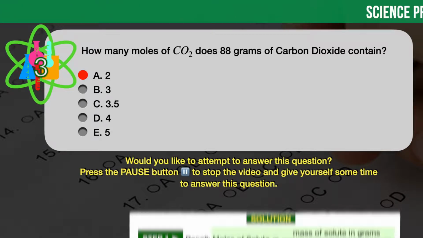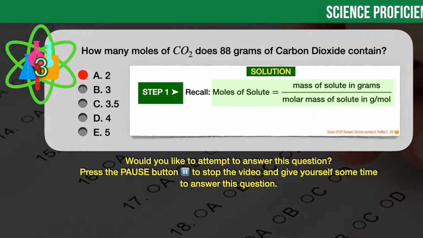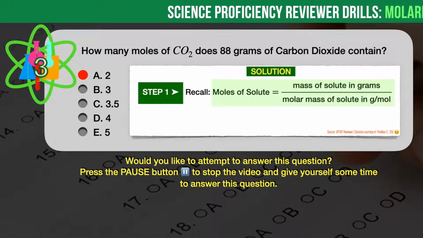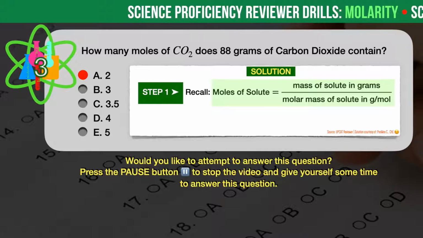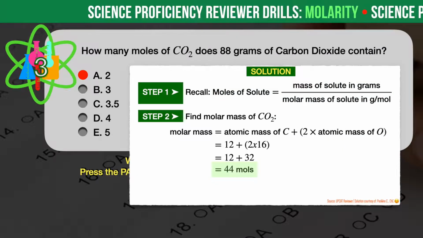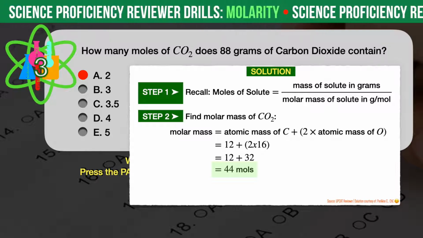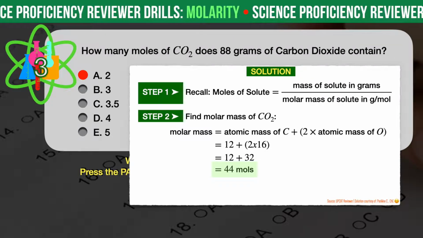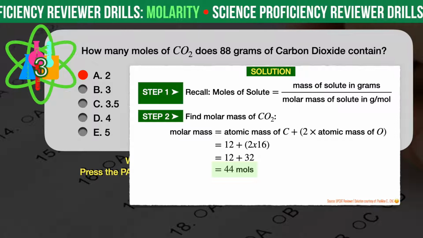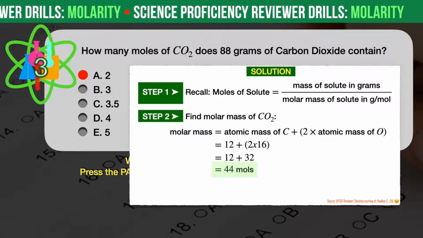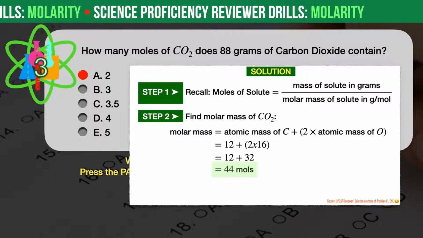2 moles. To find the number of moles, divide the mass, in grams, by the molar mass of the element or compound. The mass of our solute, CO2, is given as 88 grams. But what is its molar mass? So the next step is for us to figure out the molar mass of CO2. Molar mass of CO2 is equal to the atomic mass of carbon, which is 12, plus 2 times the atomic mass of oxygen, which is 16. We should get 44 grams per mole.